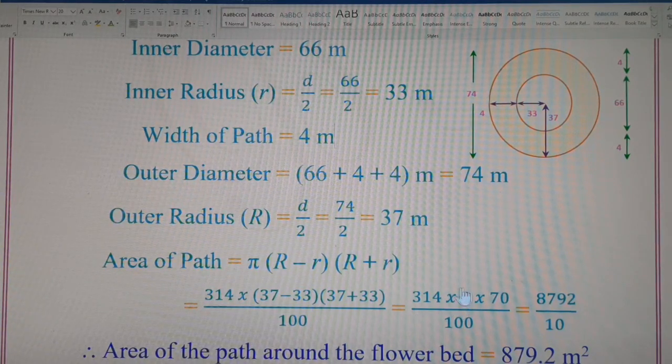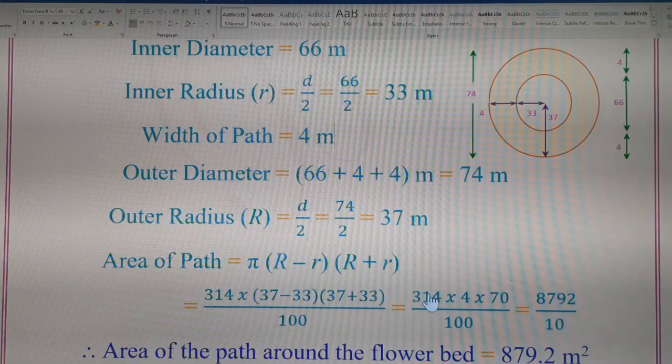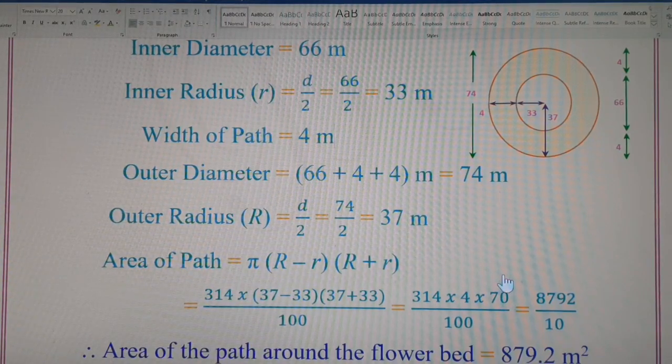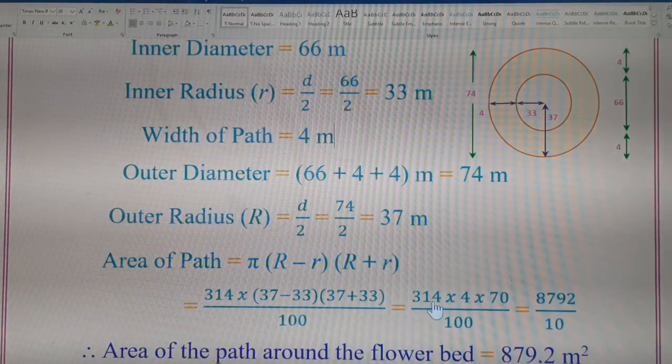So in the next step, we have to do the cancellation. Only the 0 we will cancel and the rest of the numbers will multiply. 0 from 70 will be cancelled and 0 from 100 will be cancelled. That means 10 table we are using for cancelling. 10 7s are 70 and 10 10s are 100. In the denominator 10 will come and in the numerator 7 will be there. So 7 multiplied by 4, the answer is 28. And 28 we have to further multiply with 314.